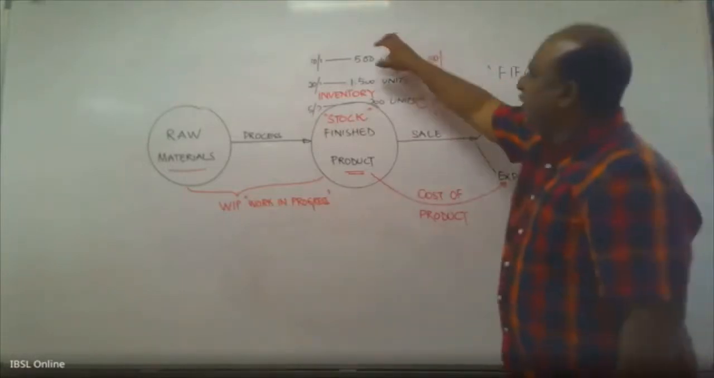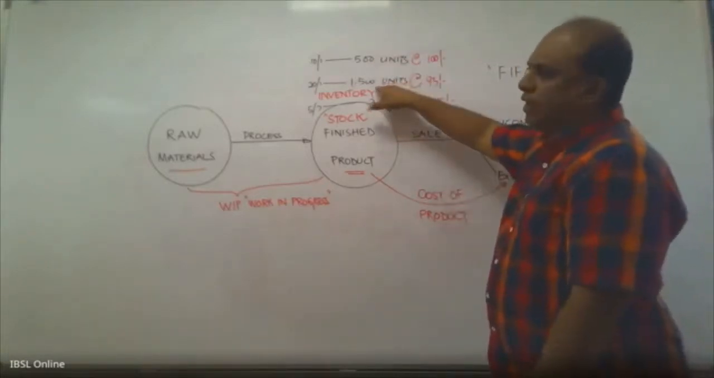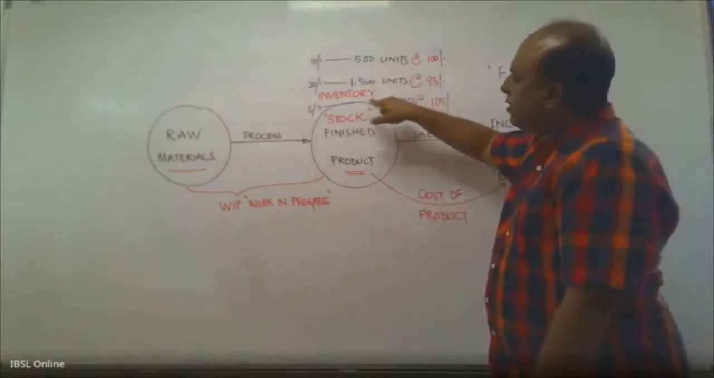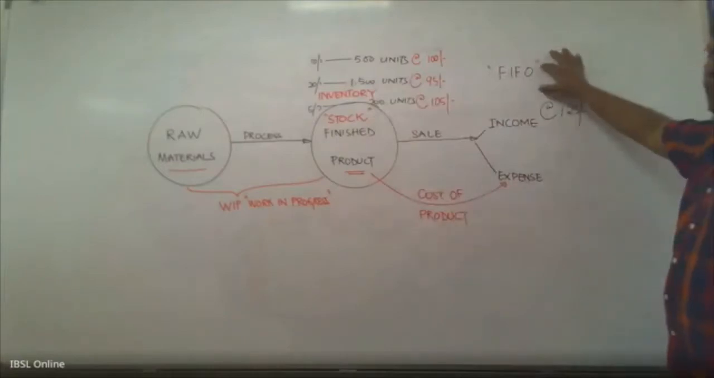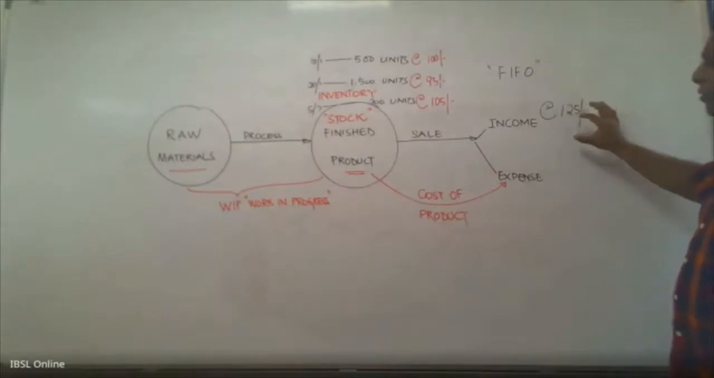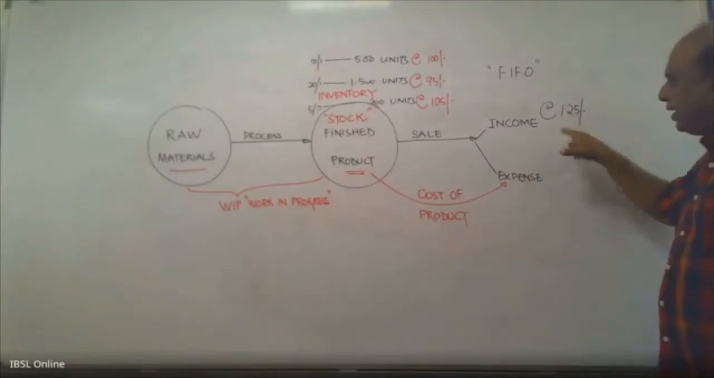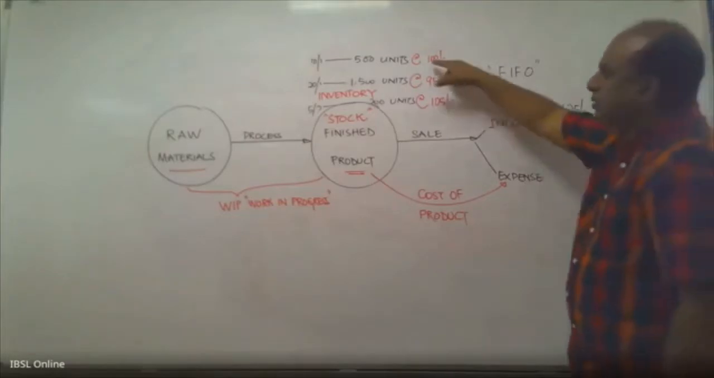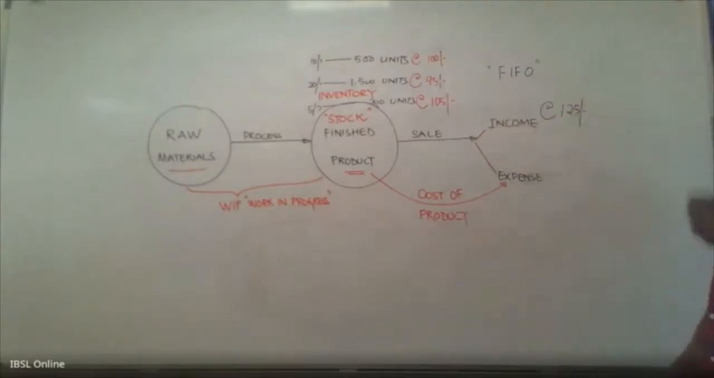So I will take these 500 units first and sell them first. Then only I will go to these 1,500 units. Then only this 200. If I am doing that, that is known as the FIFO method. So I will use those units in my income. Parallelly, I have to recognize an expense from that particular unit. So which came in first will have to go out first. That is my FIFO method.